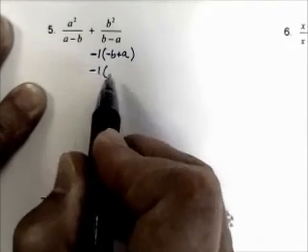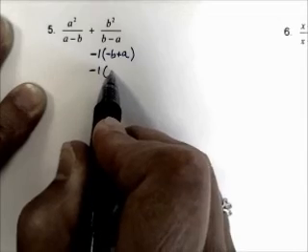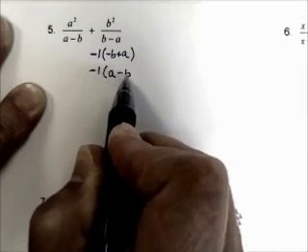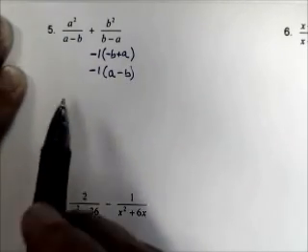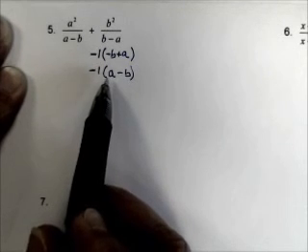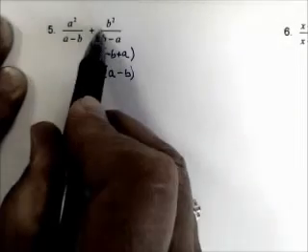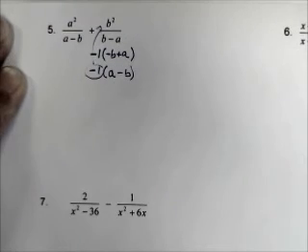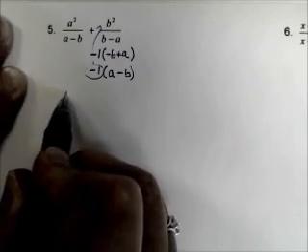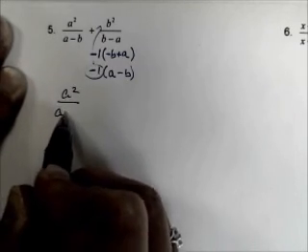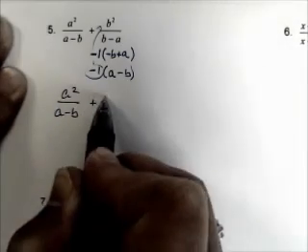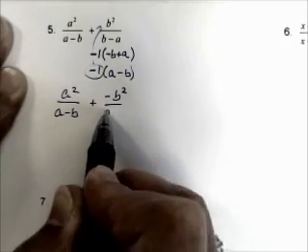Right? Let me just rewrite this with the a first. This would be a positive a, and now minus b. So now these denominators are the same as long as I take the negative 1, and why not just bring it up into the numerator? All right, so we have a squared over a minus b plus negative b squared over a minus b.